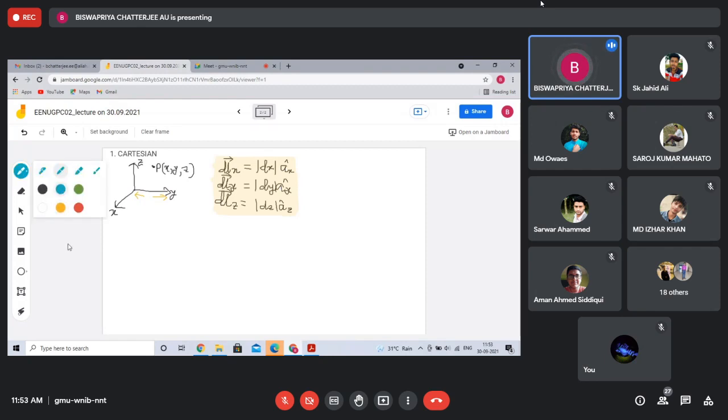Next part is the surface element. Differential surface element is nothing but a small differential surface. Now you know surface is a two-dimensional thing. You need to vary two variables at a time.